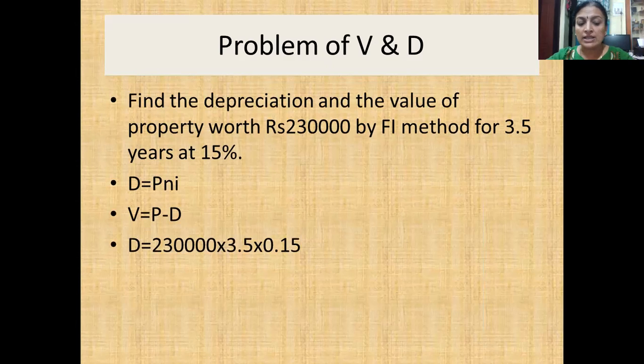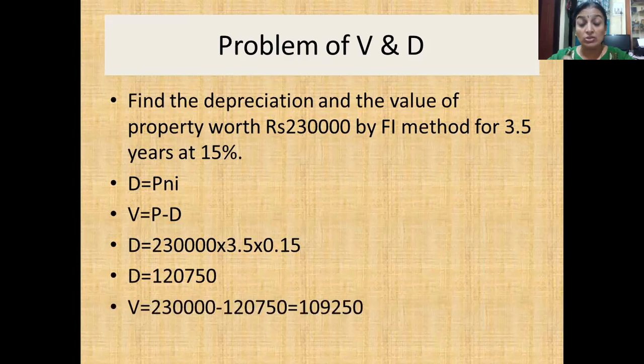See here, first let us go for D is equal to PNI, wherein P is equal to 2,30,000 into N, that is 3.5, into I, that is 0.15. So multiply all these things, you will get D, that is 1,20,750. This is the depreciation. Now V, or value, is equal to original P minus D, that is 2,30,000 minus 1,20,750. So 1,09,250 is the value. First calculate D, then go for V. So both the things are calculated here.